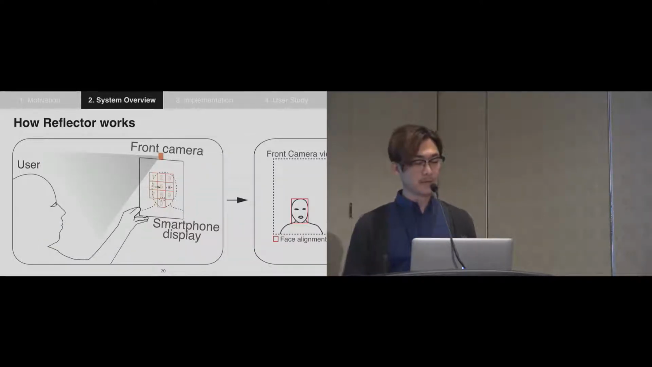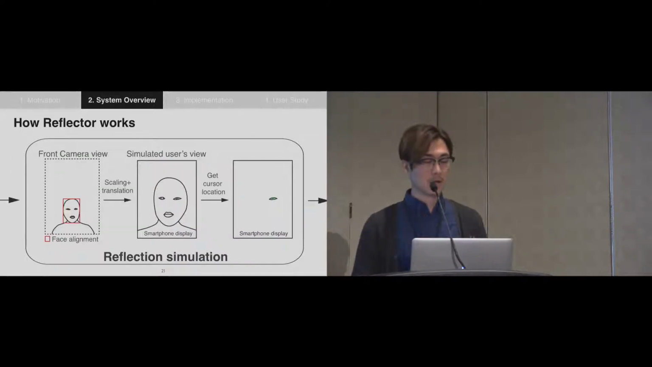I'm going to explain how Reflector works step by step. First, the front camera captures the user's face. And then with the system's reflection model, the captured image is scaled and translated to estimate the reflected image, which is shown from the user's viewpoint. The feature points such as eye and nose are extracted from the captured image with the face tracking module in the system.